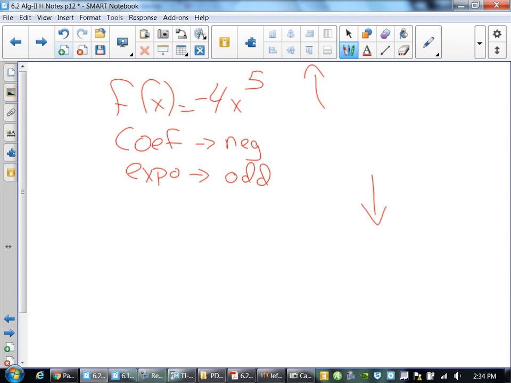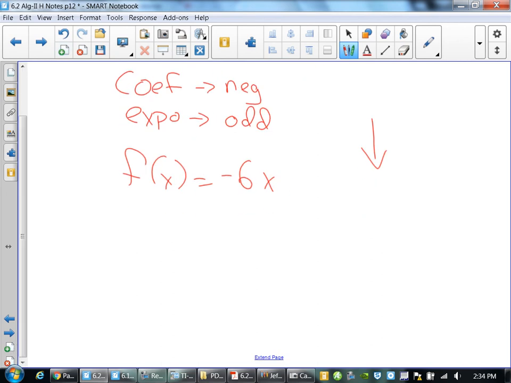Negative and even, go up? Negative and even. So if you have f of x is -6 and an even exponent, that's both going up. Careful. What would -6x squared do?